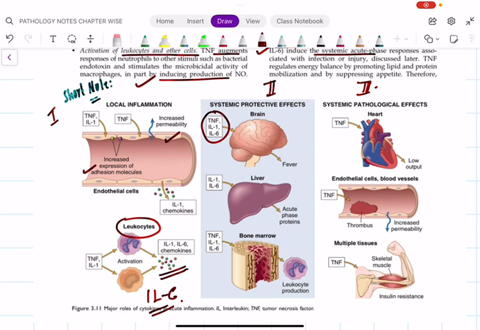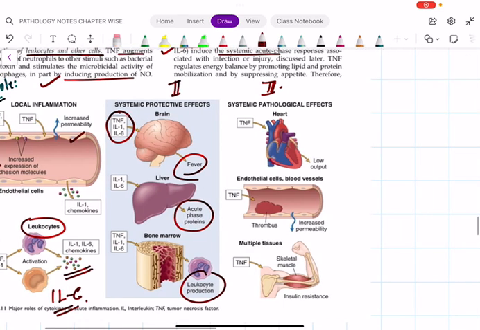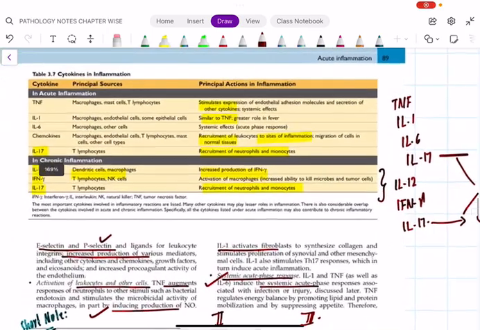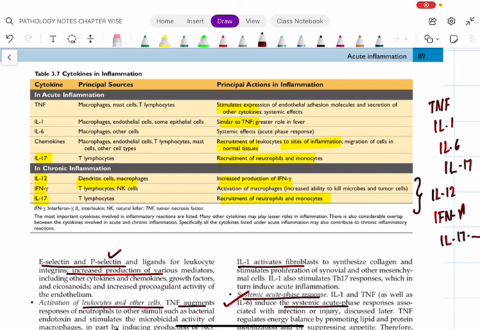These 3, TNF, interleukin 1 and 6, act on the brain to produce fever, act on the liver to produce acute phase proteins or C-reactive protein, and on bone marrow they increase leukocyte production. In the heart, it may cause decreased cardiac output. In blood vessels, it will increase vascular permeability, and in skeletal muscle, it may cause insulin resistance and, as a result, type 2 diabetes mellitus. This is a very important university exam question. You can't skip this. See here, interleukin 1 and 6, what is their function? These are all involved in acute inflammation.